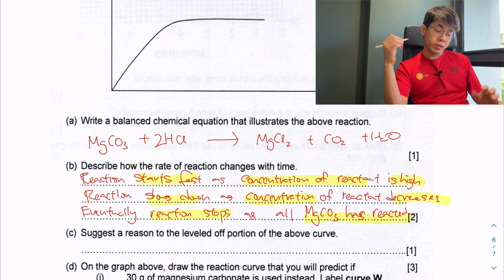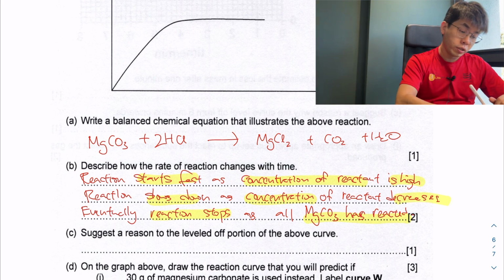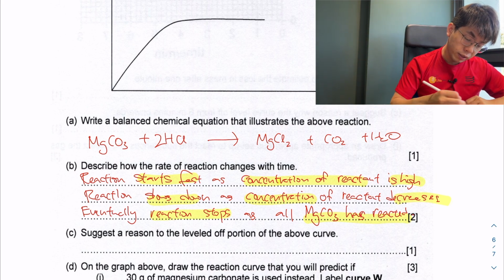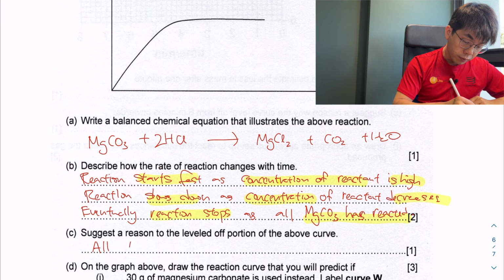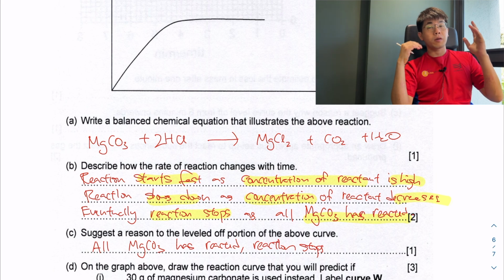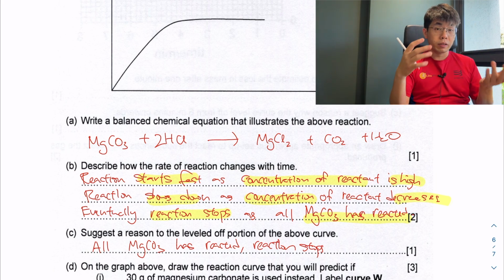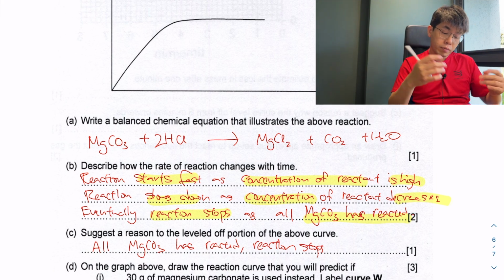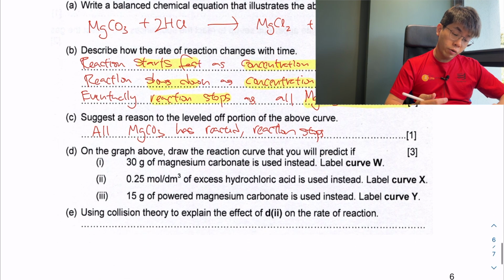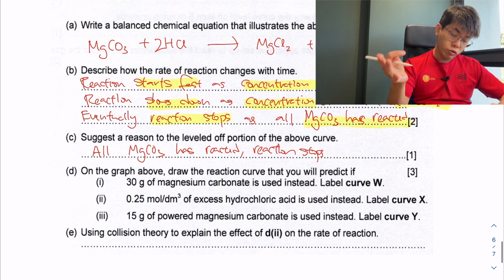Now we need to suggest a reason for the leveled portion. Leveled means horizontal, so it's the same as our third line. All magnesium carbonate has reacted, so the reaction stops. That is why, because one particular reactant has reacted finish. The acid is still left behind, but the magnesium carbonate has all reacted. Okay, good. Now we need to explain 3 things.